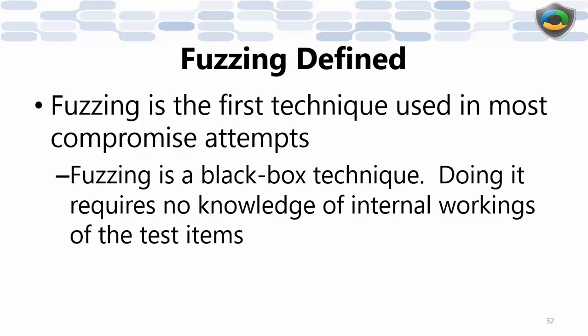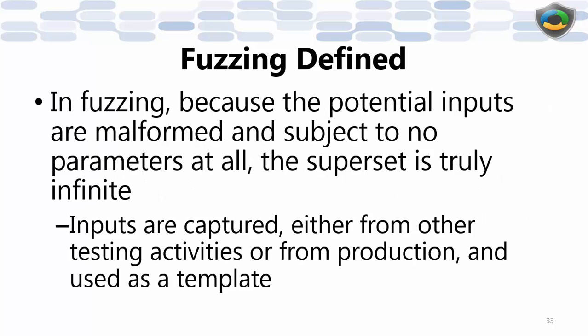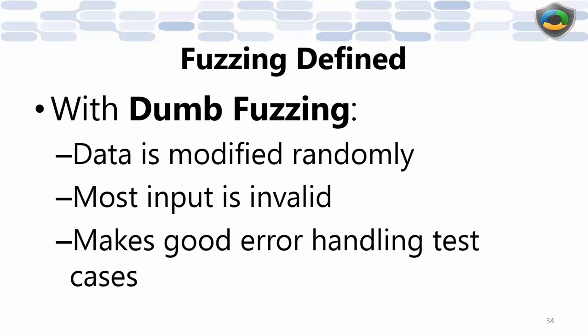Again, it's typically a black box technique, but it can be gray box also. And as it says there, the rules are off. There are no rules when you're talking about fuzz testing. Inputs are captured and used as a template. All right, there are two basic types here, and some books say what I'm about to say, and some books don't. What I'm getting to is, I'm now going to talk about dumb fuzzing as opposed to smart fuzzing.